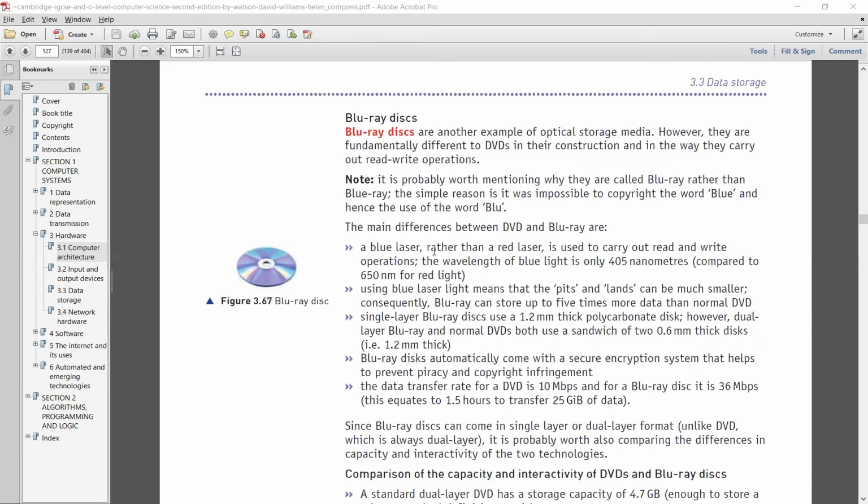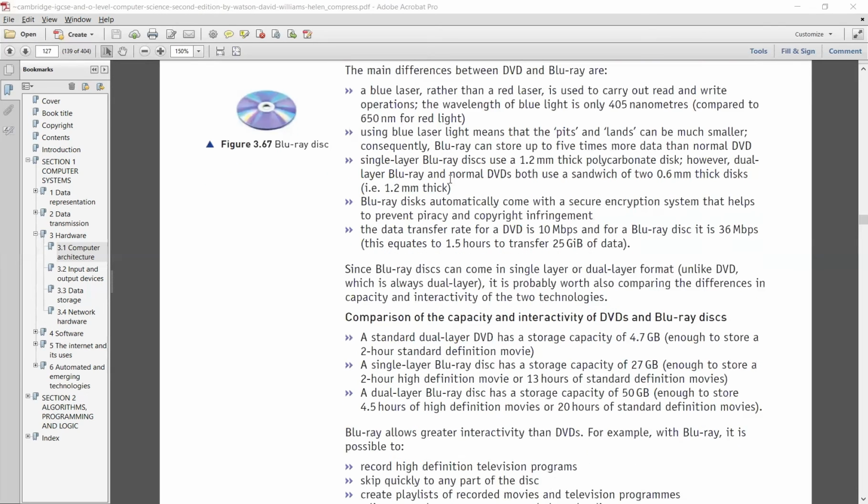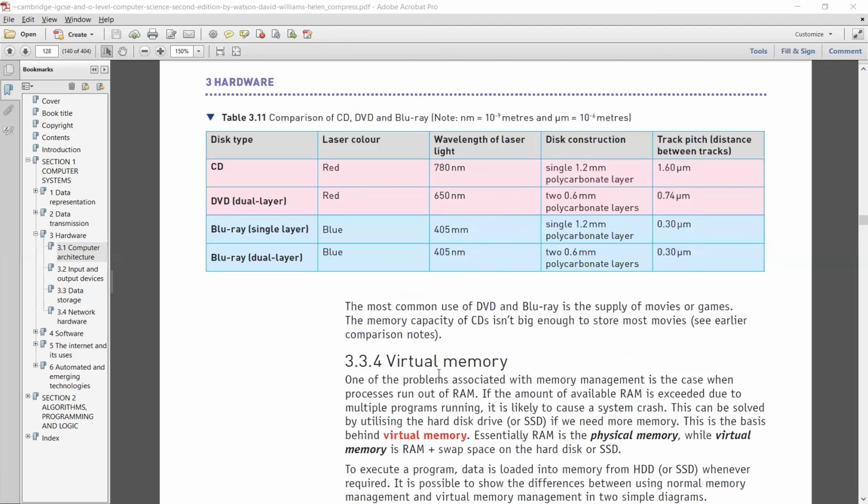Now, Blu-ray is again optical technology. The difference between this and CD-DVD is that it uses a blue laser as compared to the red laser. And definitely the capacities are very huge as compared to CD or DVD. They are meant to store full-length movies and to record high-definition television programs, and they provide better storage than CDs or DVDs.